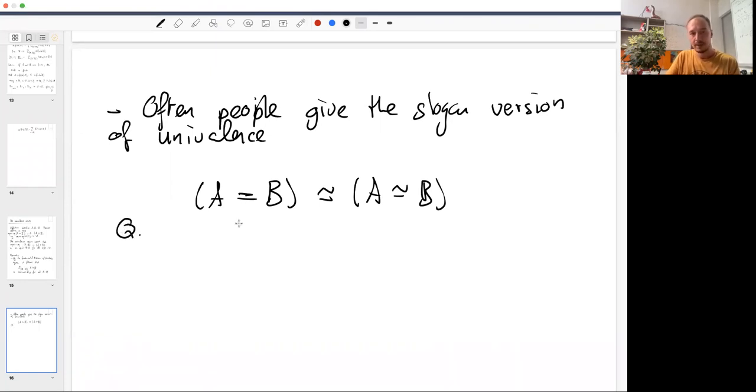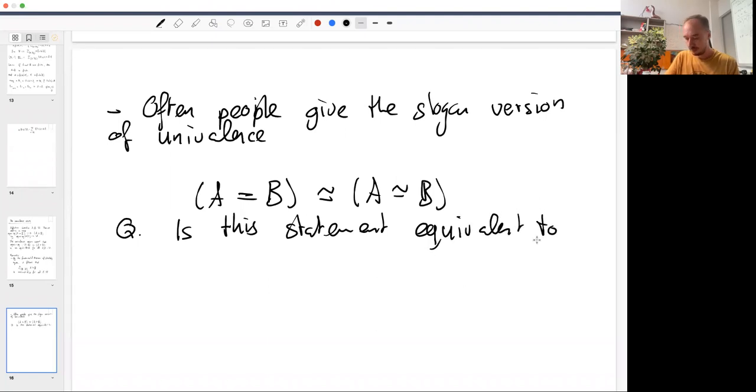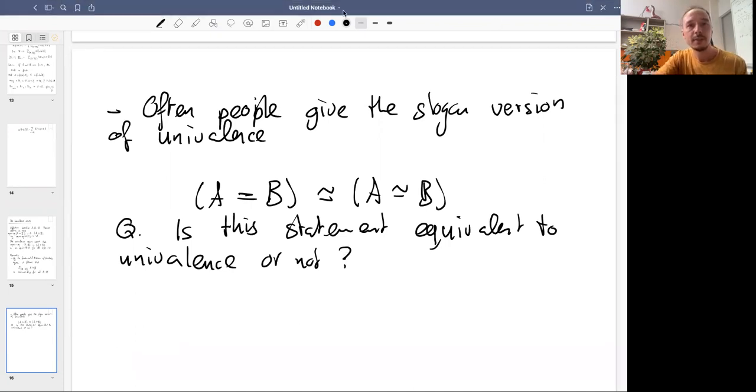And now I have a question for you. Is this statement equivalent to univalence or not? So maybe in the chat you can let me know whether you think it is equivalent to univalence or not. I'm gonna have a look in the chat.